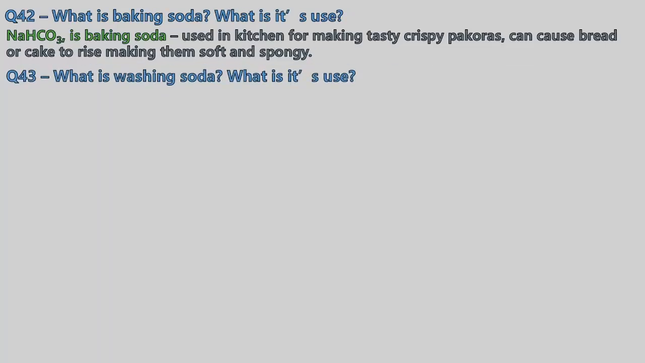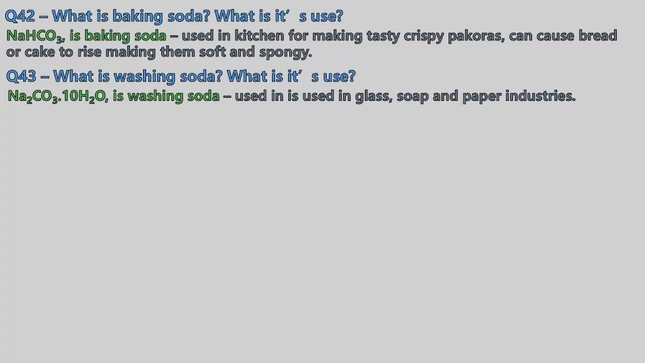What is washing soda? The compound sodium carbonate, Na2CO3, attached with 10 water molecules is called washing soda. This is used in glass, soap, and paper industries. So remember, bleaching powder is CaOCl2, baking soda is NaHCO3, and washing soda is Na2CO3.